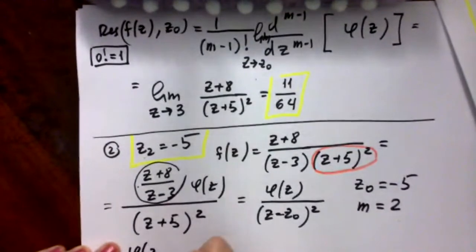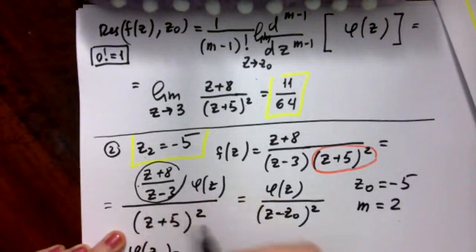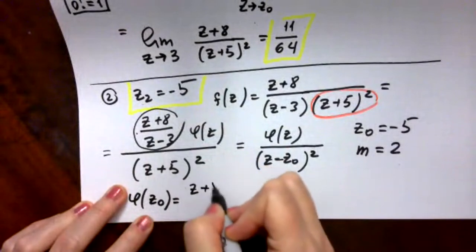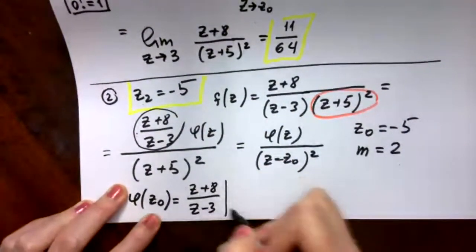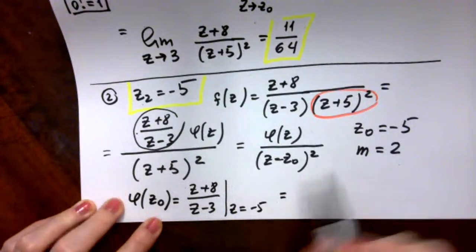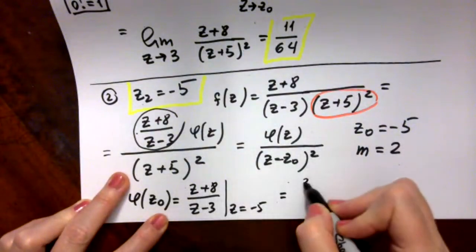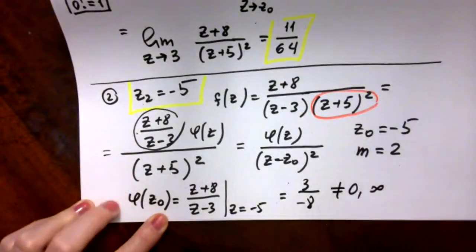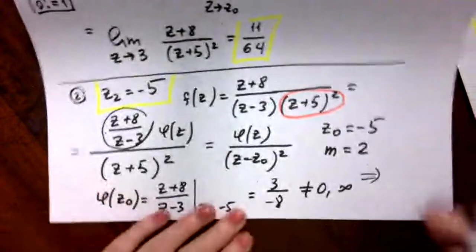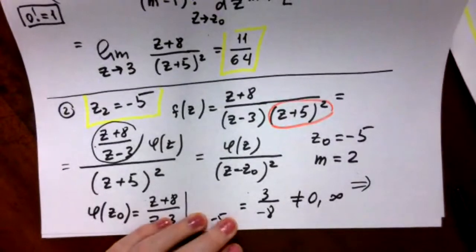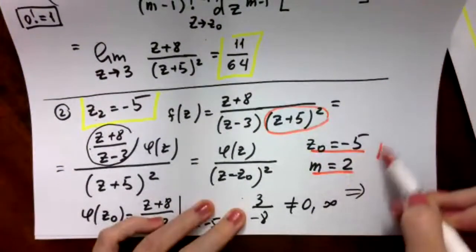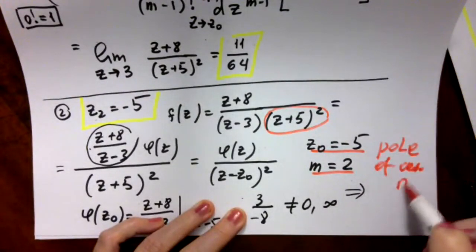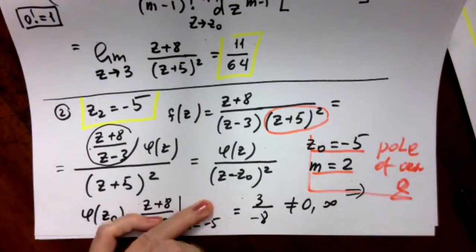So let's check it. Our phi of z0 is here, z plus 8 divided by z minus 3, and we need to plug in minus 5 instead of z0. Minus 5 plus 8 will be 3, and here we have minus 8. So it's definitely not 0 and not infinity. That is why our conclusion was true. So our singularity point minus 5 is a pole of order 2. Our suspicion has been confirmed.